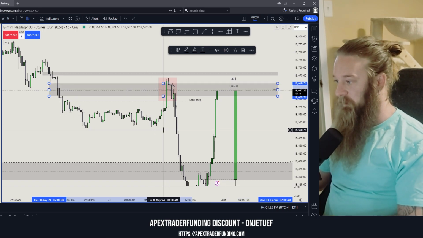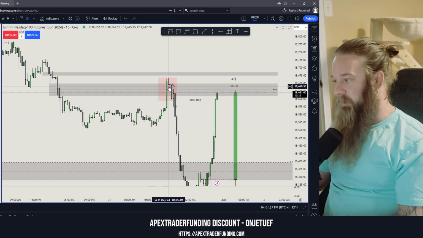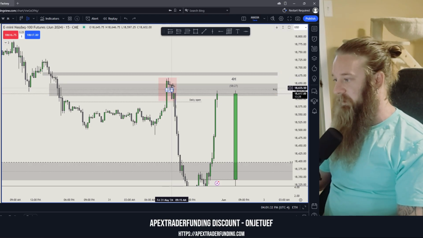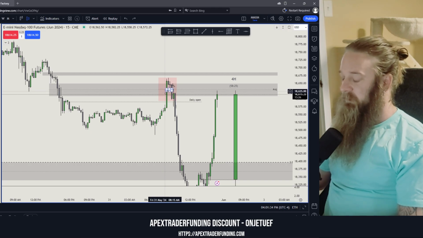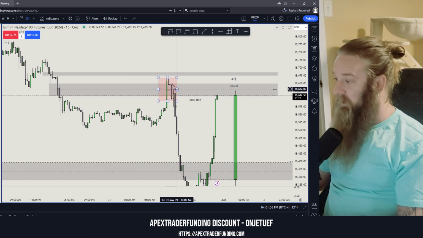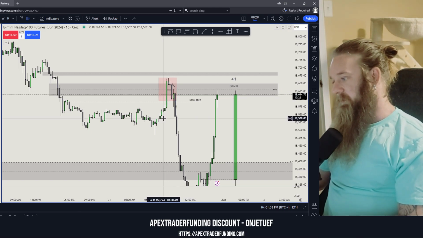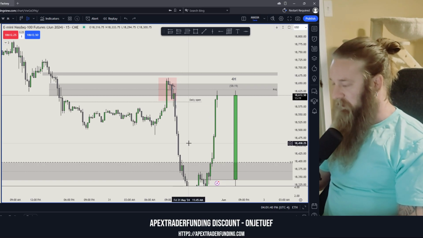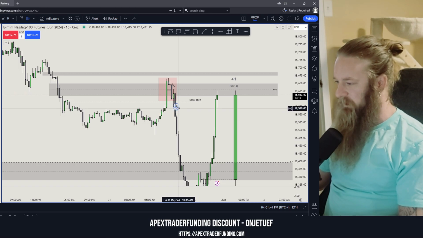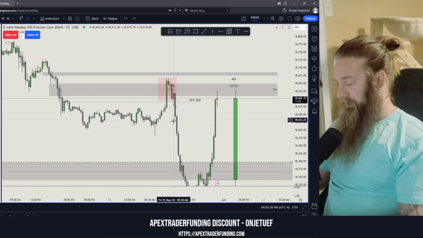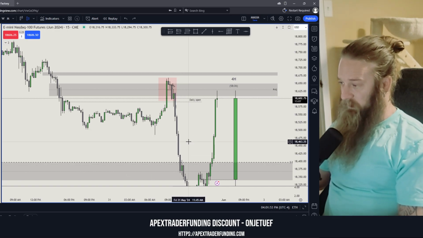When you see this manipulation, you go into here and try to find an entry within that manipulation area if possible. That's going to give you the best RR. That's going to give you the best entry to catch a larger move. I'm almost certain I waited for this candle to close. I think I entered somewhere in here and rode the rest of the way down.